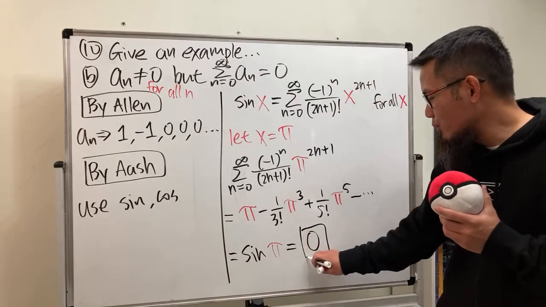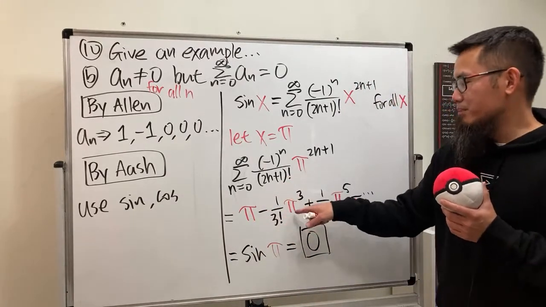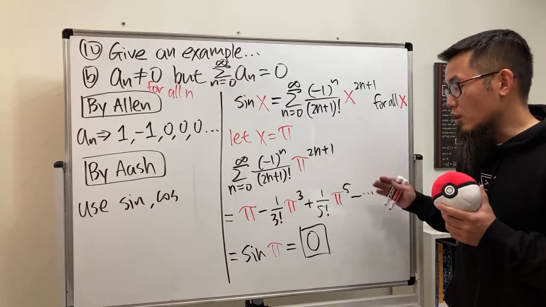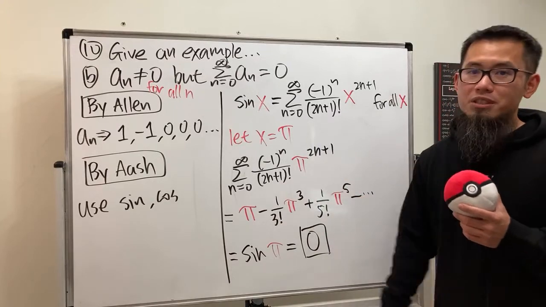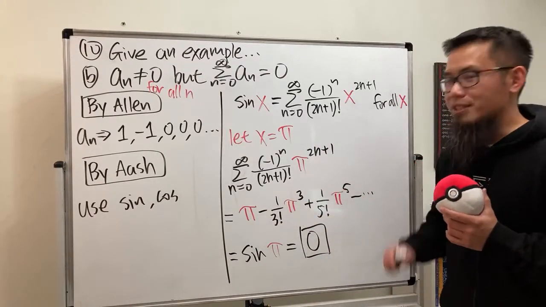And I think this is so cool. Look at that. Pi minus 1 over 6 pi to the third power, plus 1 over 120 pi to the fifth power, and so on, so on, so on. You actually end up with 0. And none of the terms is 0. So I'm not using 0 at all, but we end up with 0. Very nice, huh?